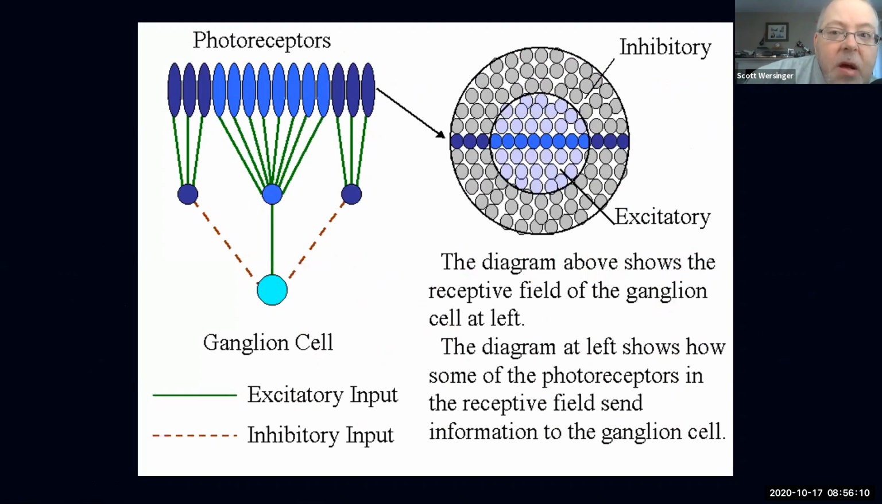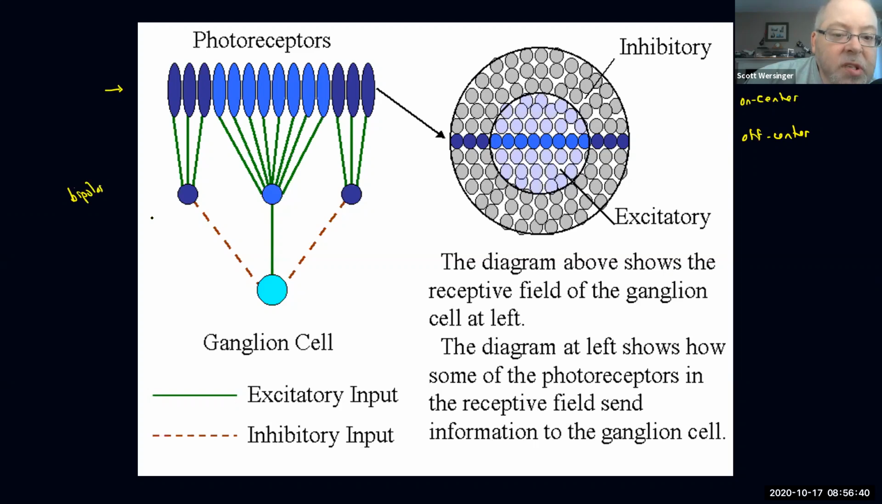Okay, so again, we've got on center, we also have off center. There's lots of different variations. And the way this works is here we've got our photoreceptors. These are going to detect the light. Here we've got our bipolar cells.